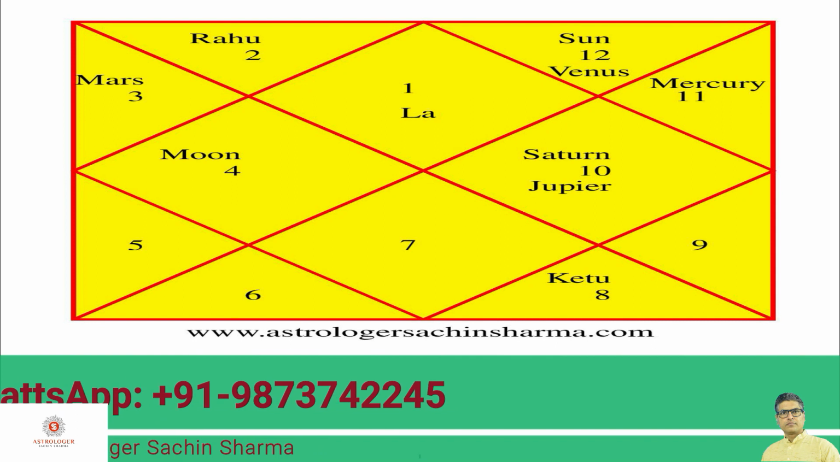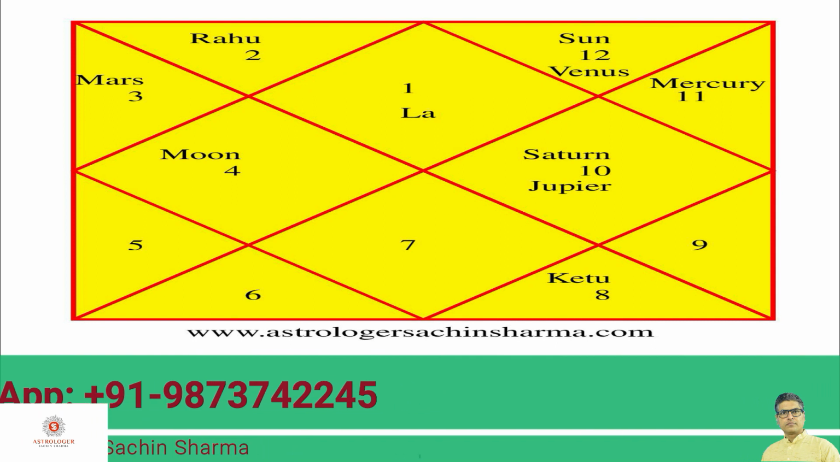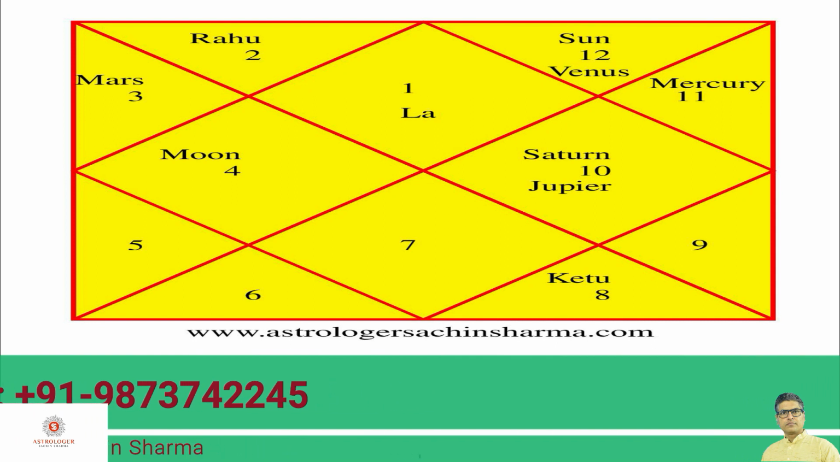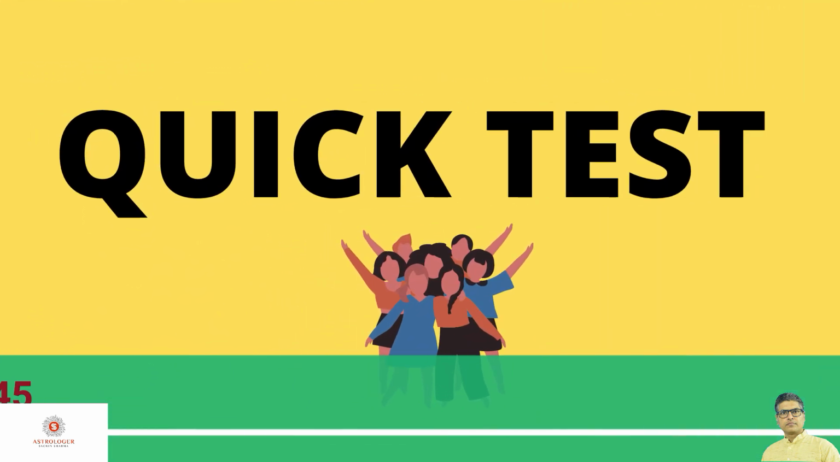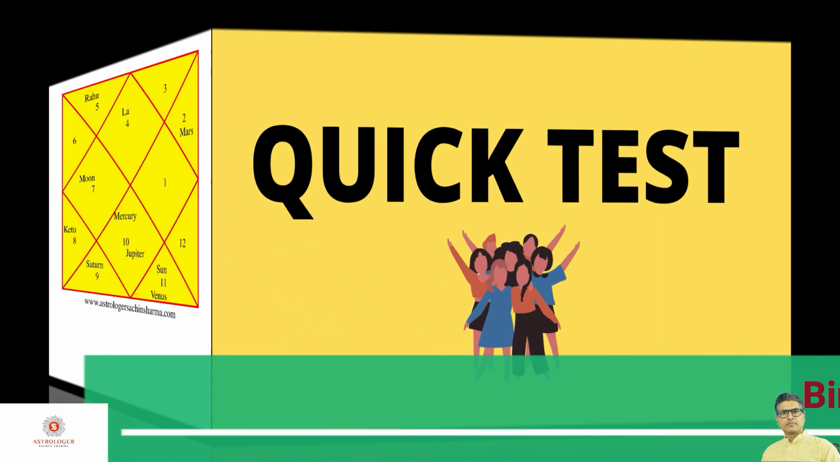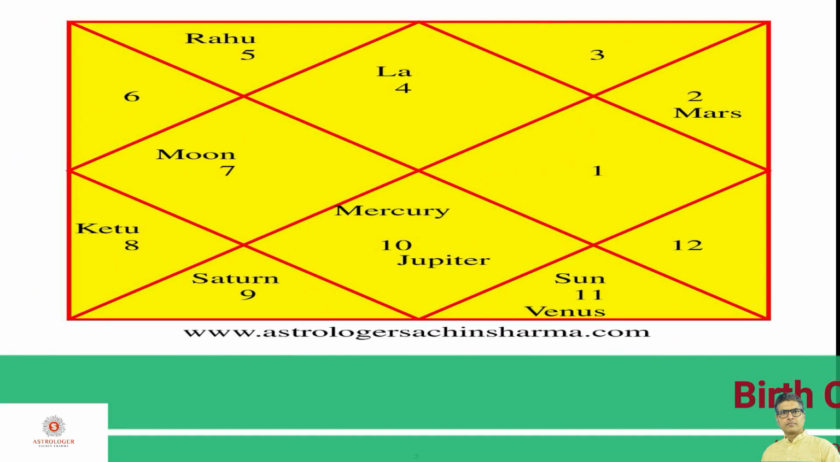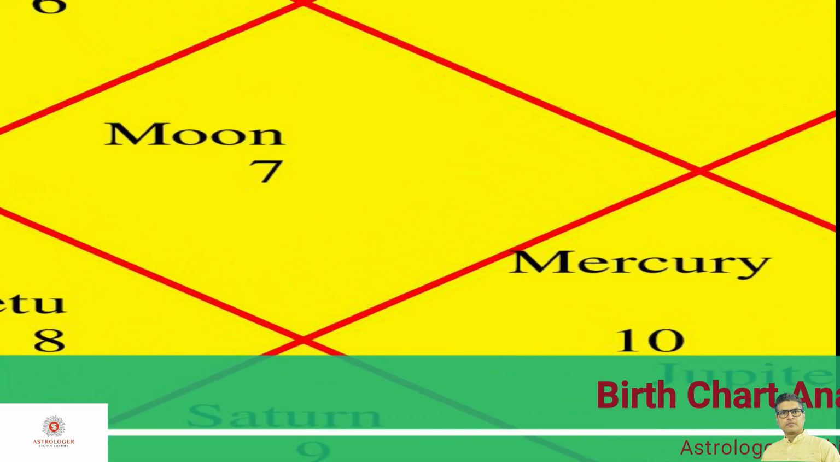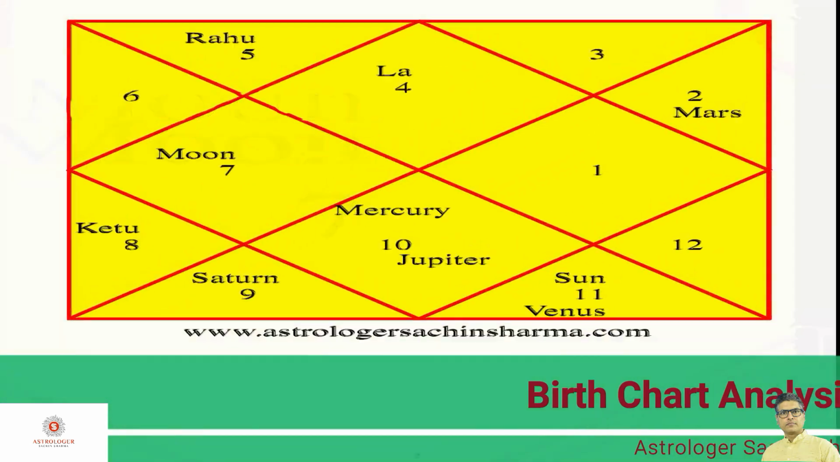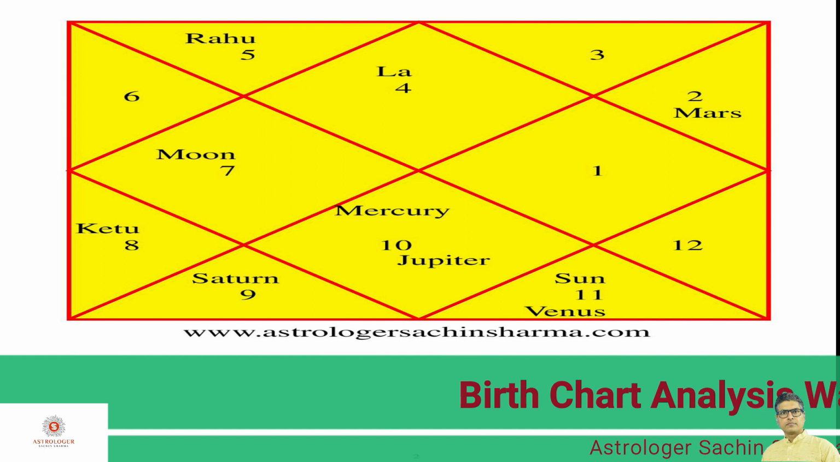And all my predictions are based on ascendant only, as it is the most perfect method to do birth chart analysis. All my monthly predictions are based on ascendant chart. Now let's do a quick test on this. This is another birth chart. So what is the moon sign of this person? Moon is placed in the 4th house and 4th house lord is Libra. Therefore Libra is the moon sign of this person.